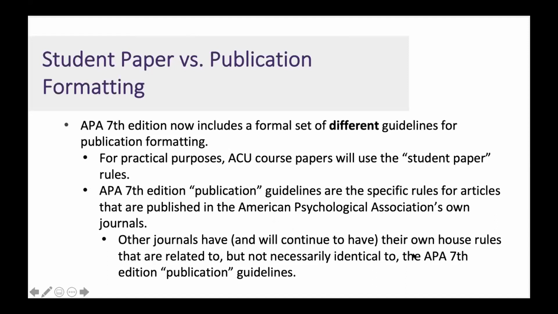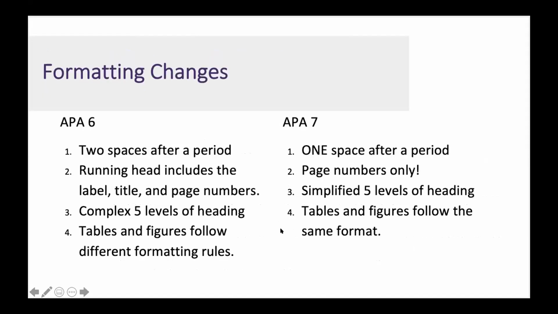Moving on to formatting changes. We've got left-hand and right-hand columns here. Left is how things were in APA 6th edition. Right is how things are in APA 7th edition. So I mentioned that there's only going to be one space after a period, or actually one space after any punctuation, and that the running head is going away. So that means the only thing you'll have in the top margin of your paper will be the page numbers.